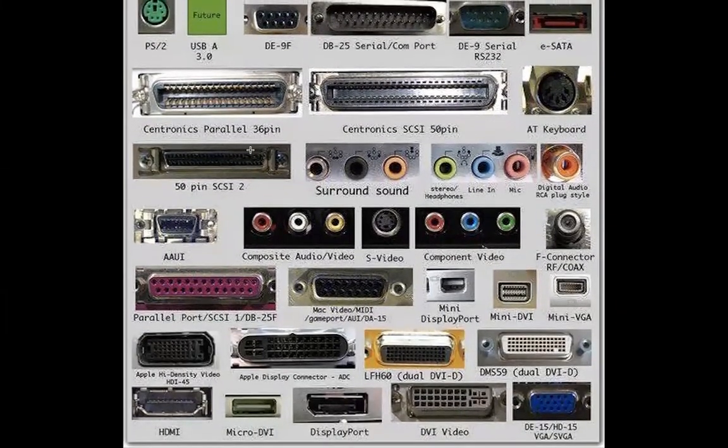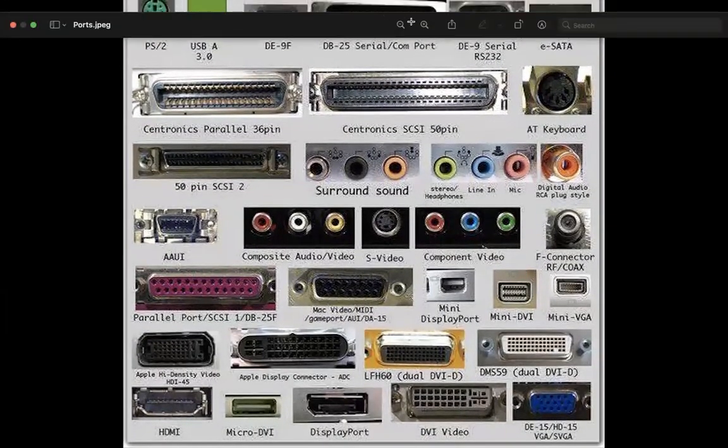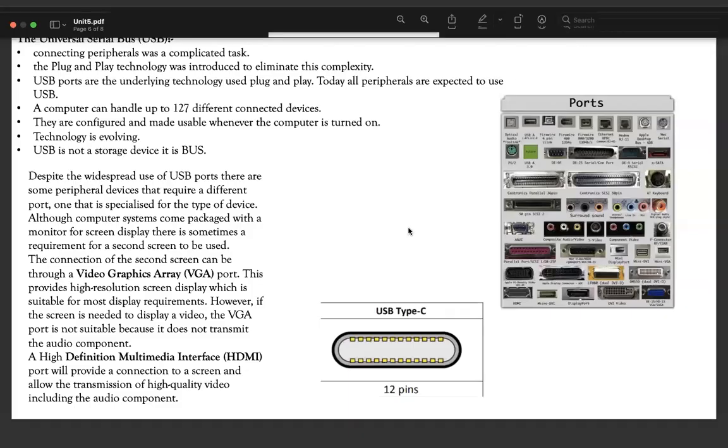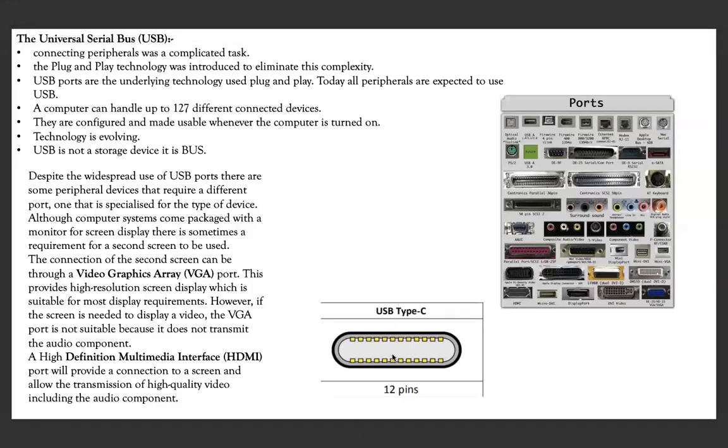I'll just pop up a diagram for Type-C as well. Okay, this is what the typical Type-C arrangement looks like. It's got 12 pins on it. So that's why it has so much versatility, because it's got individual pins. And the internet shows many versions of how these individual pins relate to data transfer. So basically, this is what a Type-C looks like from inside.